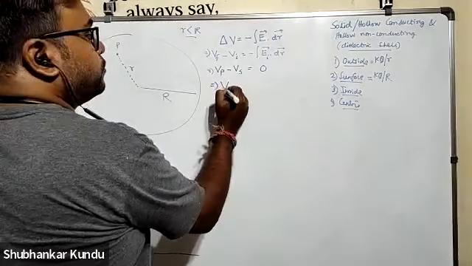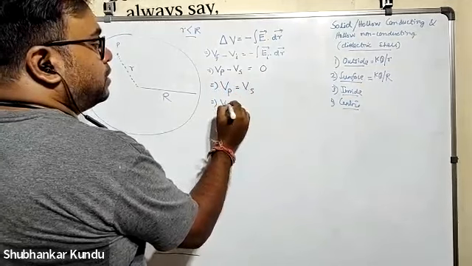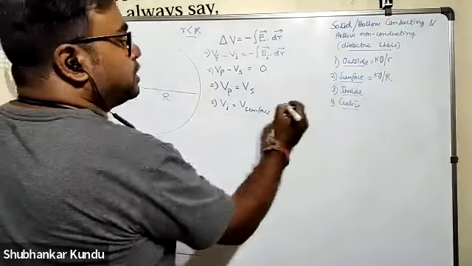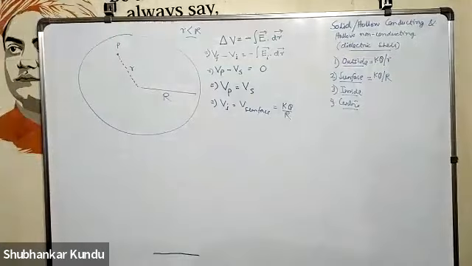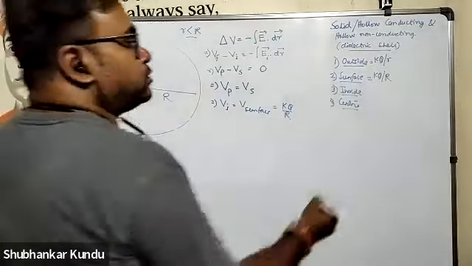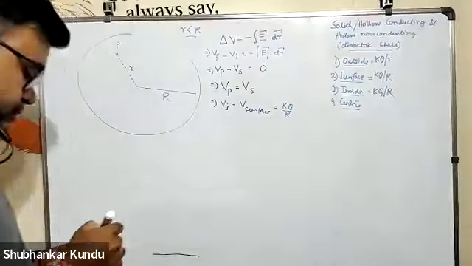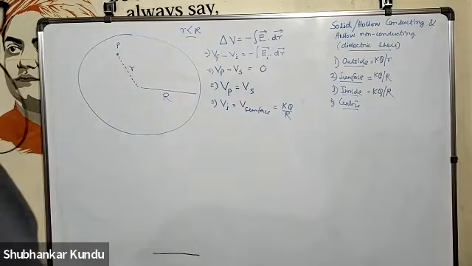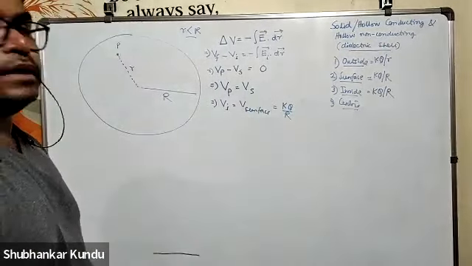So Vp is equal to Vs. That means V inside is equal to V surface. And what is the surface potential? It is kq upon R. So the electric potential inside the sphere is also the same, kq upon R. Am I clear? Inside also, it is kq upon R.